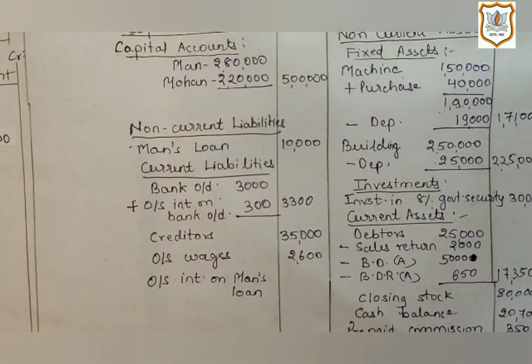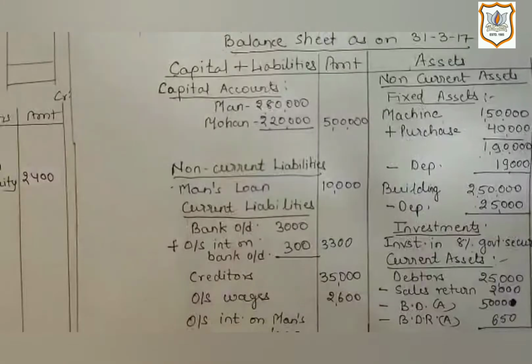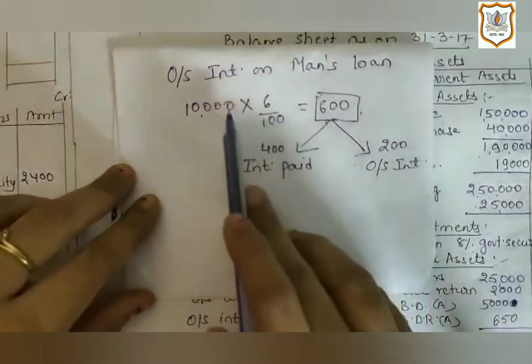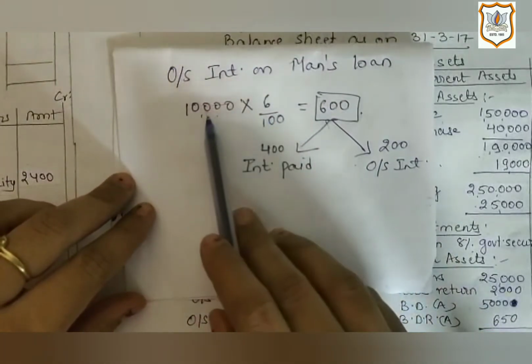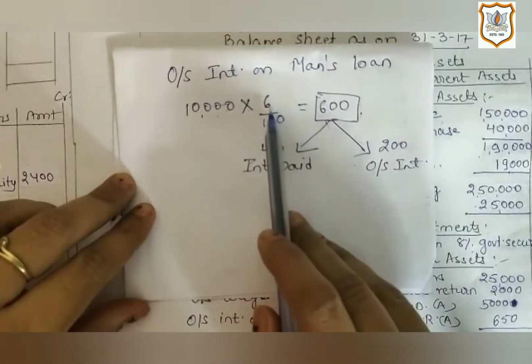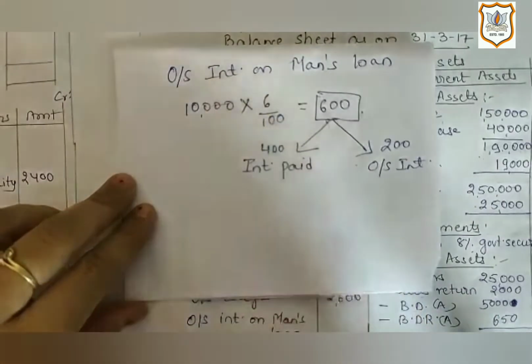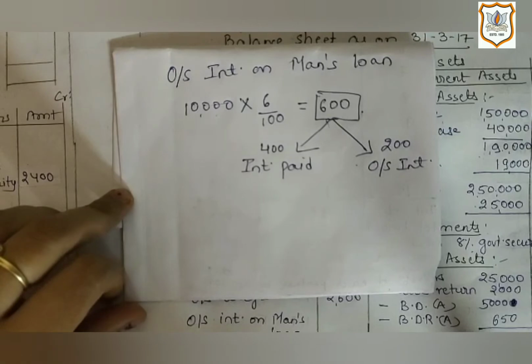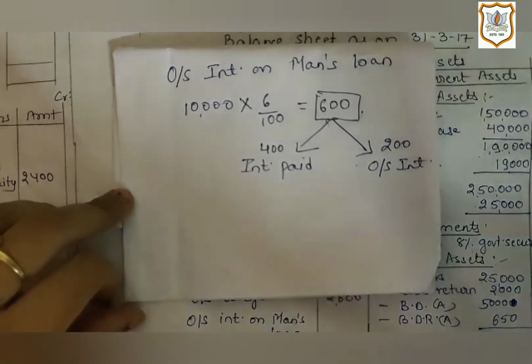Now next hidden adjustment is about outstanding interest on partner's loan. So let's see calculation for this. Here the partner has given loan to the firm rupees 10,000 and interest rate is 6%. As we know, if no interest rate is mentioned, then as per the provision of Indian Partnership Act 1932, 6% per annum interest is payable for the loan given by the partner to the firm.